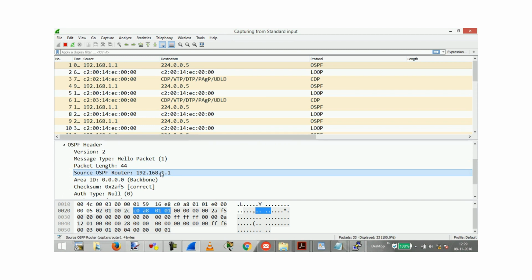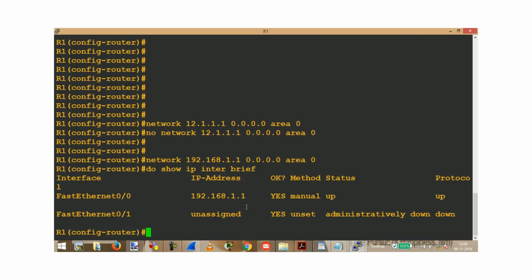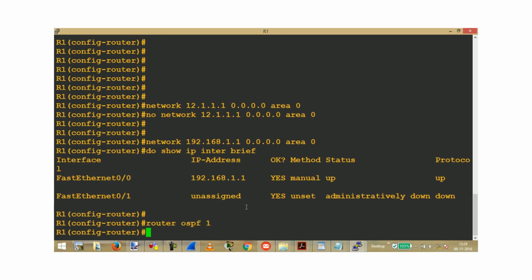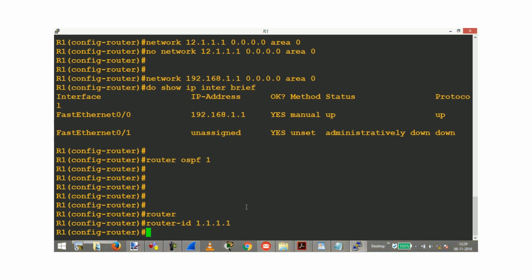And then this is the router ID of that router which is transmitting this hello message. So the router ID of router R1 is 192.168.1.1. I would like to change a few things here. What I will do is I will manually define router ID on each and every router. So let us go on R1's process, inside R1's process, and we will manually give R1 a router ID, and that is 1.1.1.1.